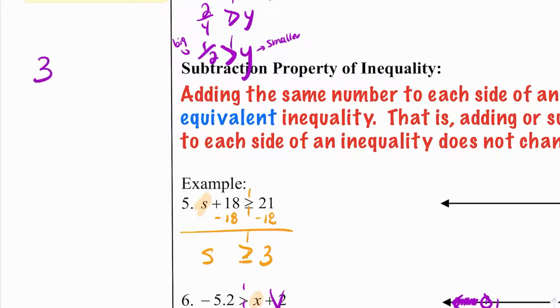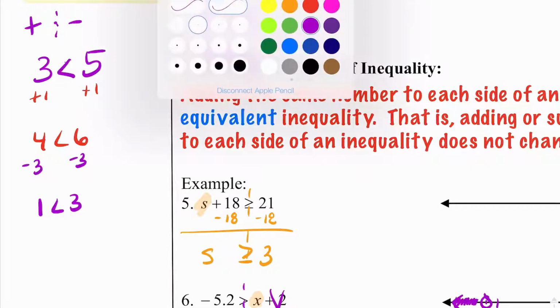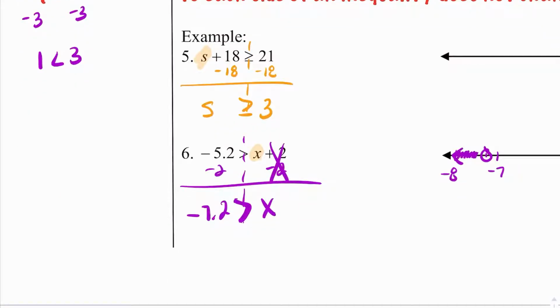If I know that 3 is less than 5, if I add 1 to both sides, 4 is still less than 6. If I subtract 2 from both sides, 1 is still less than 3. So addition and subtraction are really nice. They don't change the inequality symbols. But just prefacing, in some upcoming lessons, we're going to notice that that's not always true.